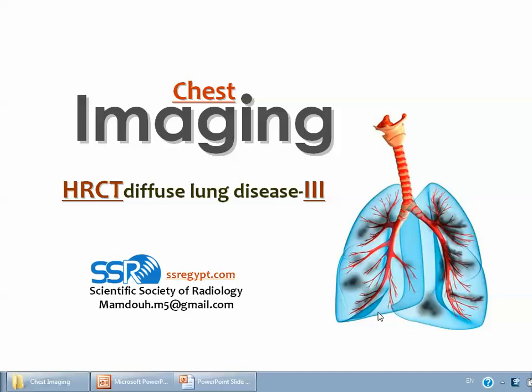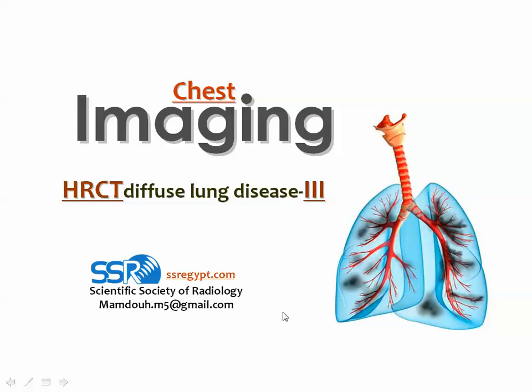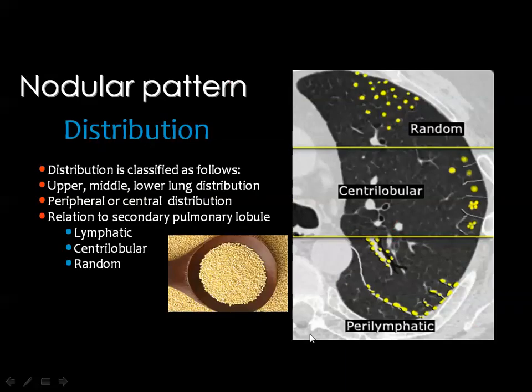Now we will handle the last part of the topic concerning the imaging of diffuse lung disease using high resolution CT. And we have finished with the two or three patterns. The first one is the reticular pattern, number two is the ground glass pattern, and number three is the alveolar pattern. Now we will deal with the nodular pattern.